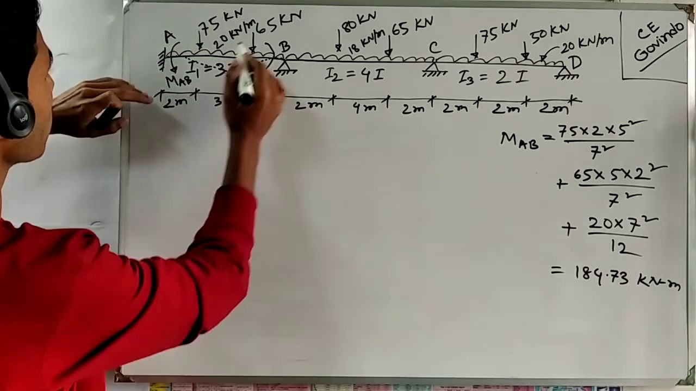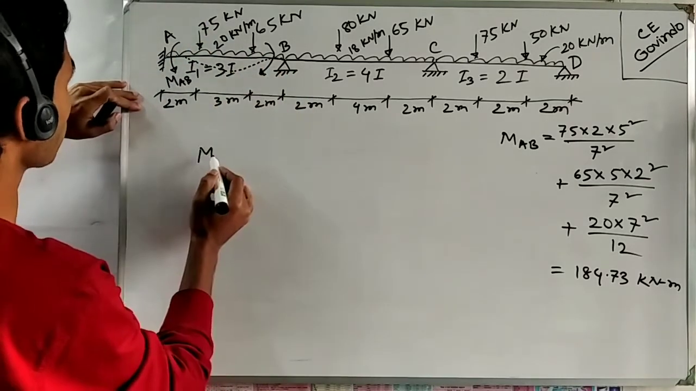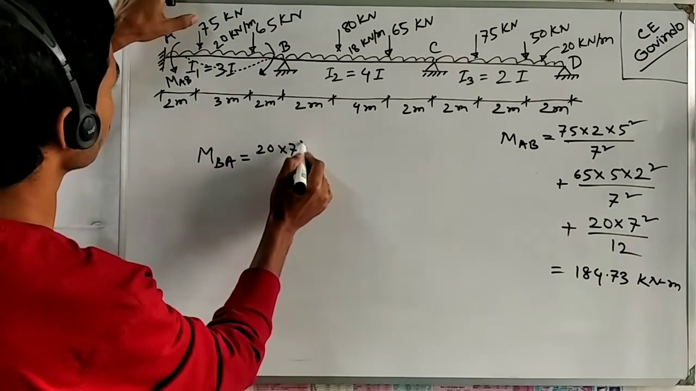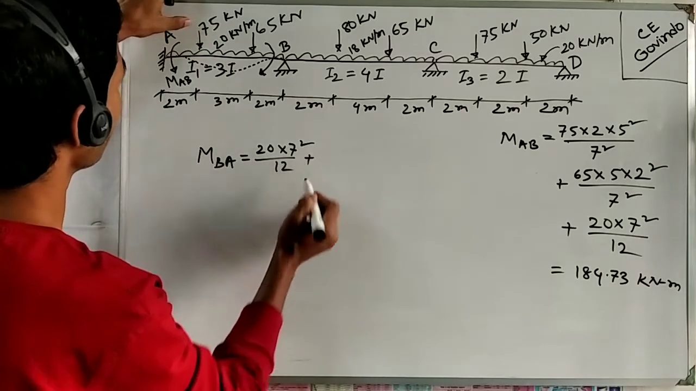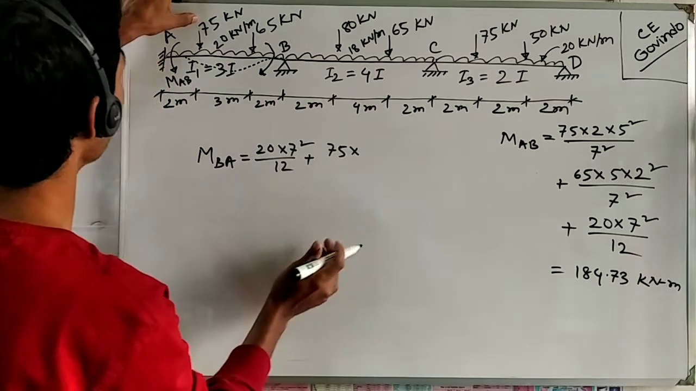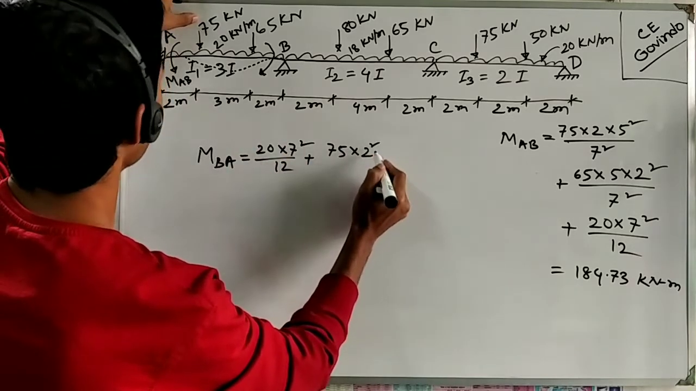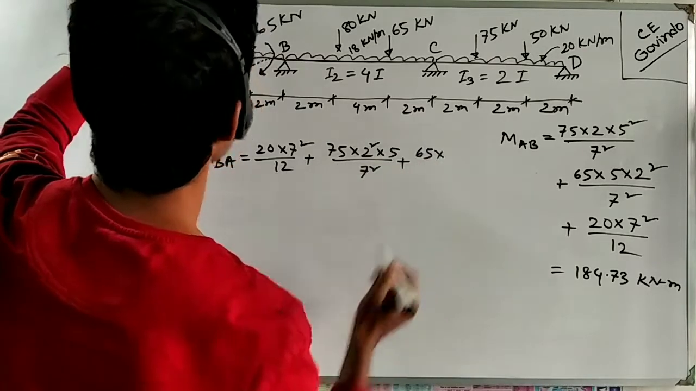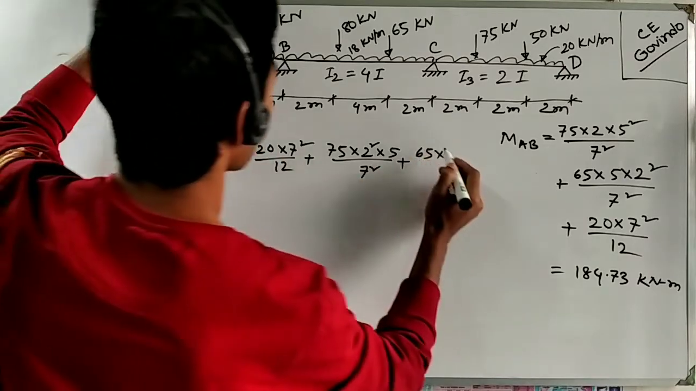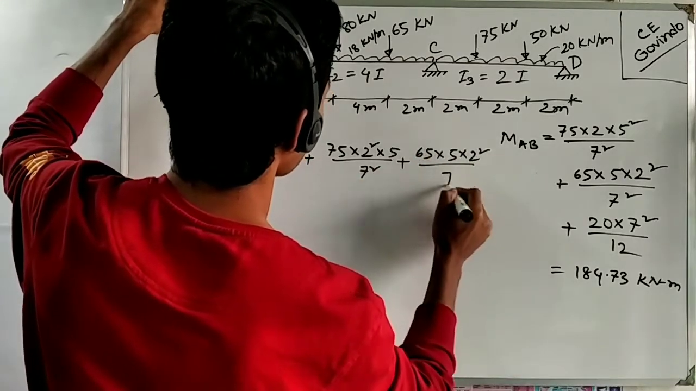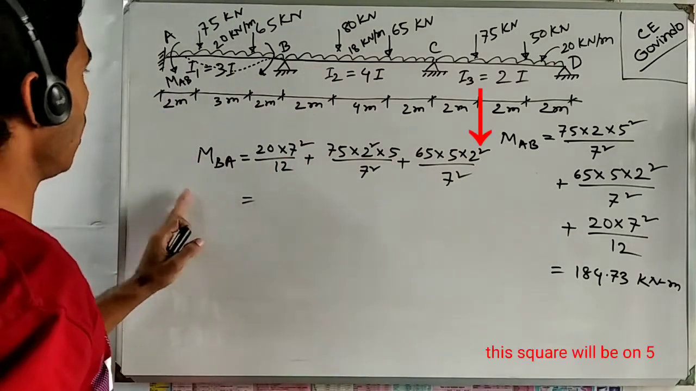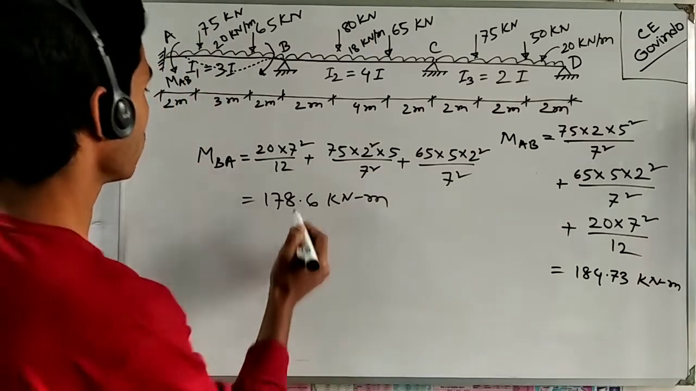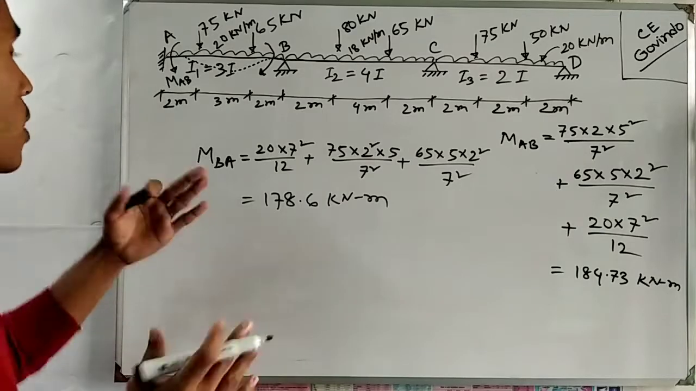Similarly, the moment at this point will be in this direction, and the value of this moment MBA will be 20 into 7 square by 12, that is omega L square by 12, plus 75 into 2 square into 5 by 7 square, plus 65 into 5 into 2 square by 7 square, and this value will be 178.6 kilonewton meter.